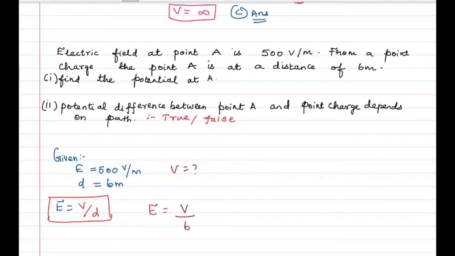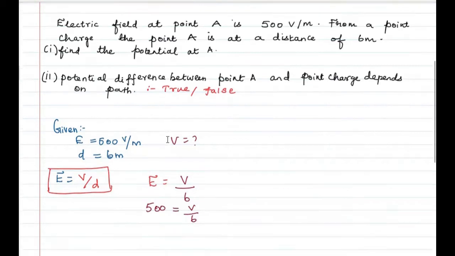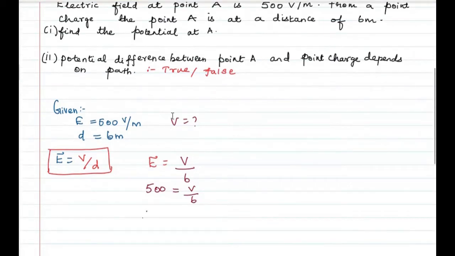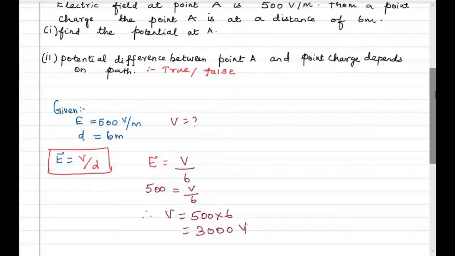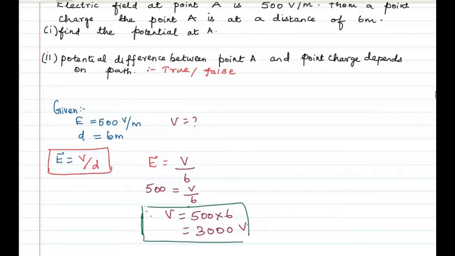Okay, what is E? E is equal to 500 V by 6. So therefore V will be equal to 500 into 6. So we'll get 3000 volt. Okay, so this is the answer for electric field with respect to potential difference and the separation between the charge and a point.